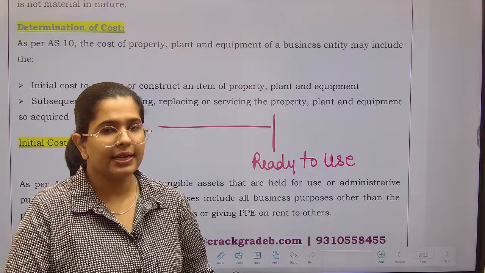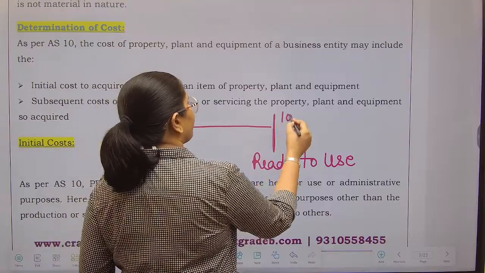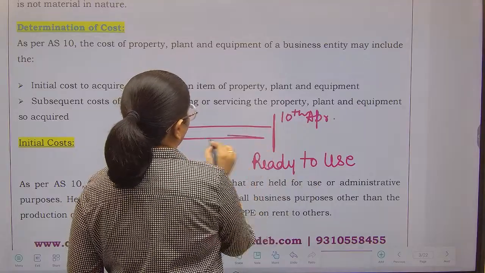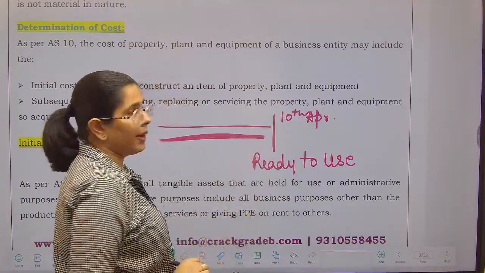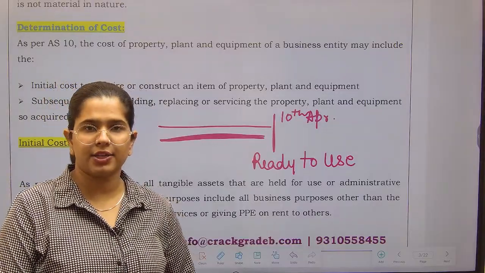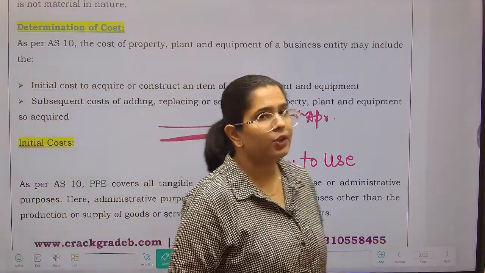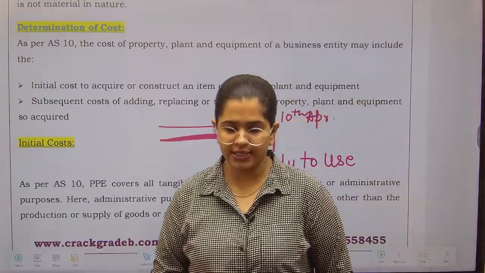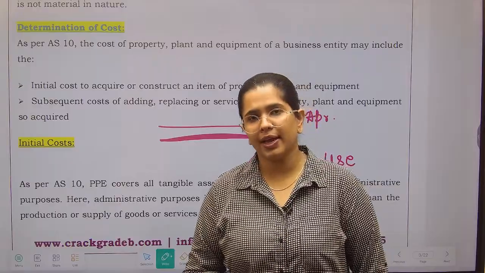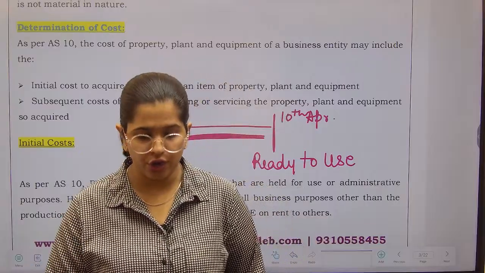If the asset is ready to use, अगर मान लीजिए on 10th of April the asset is ready to use, then all the cost which I have incurred till this particular point will be constituted into the cost of the asset. उसको बोलते हैं capitalization of cost. Now there are certain things जैसे कि आपकी refundable duties हो गई. For example, if I have paid GST, अगर मैंने GST पे किया है, I'm going to get a credit of it. So that is not going to be my cost. ऐसी हर चीज जिसका मुझे benefit मिल जाएगा needs to be deducted from the cost of machinery.